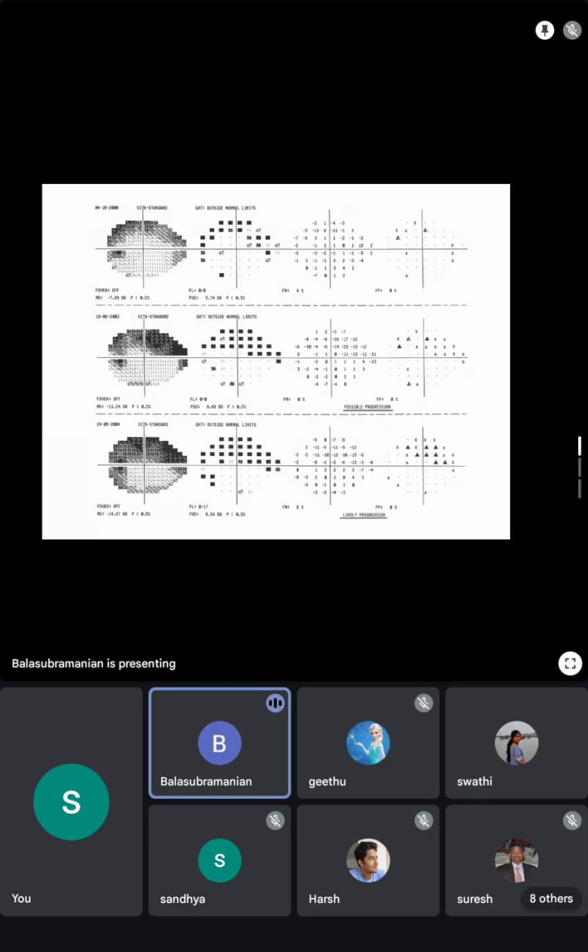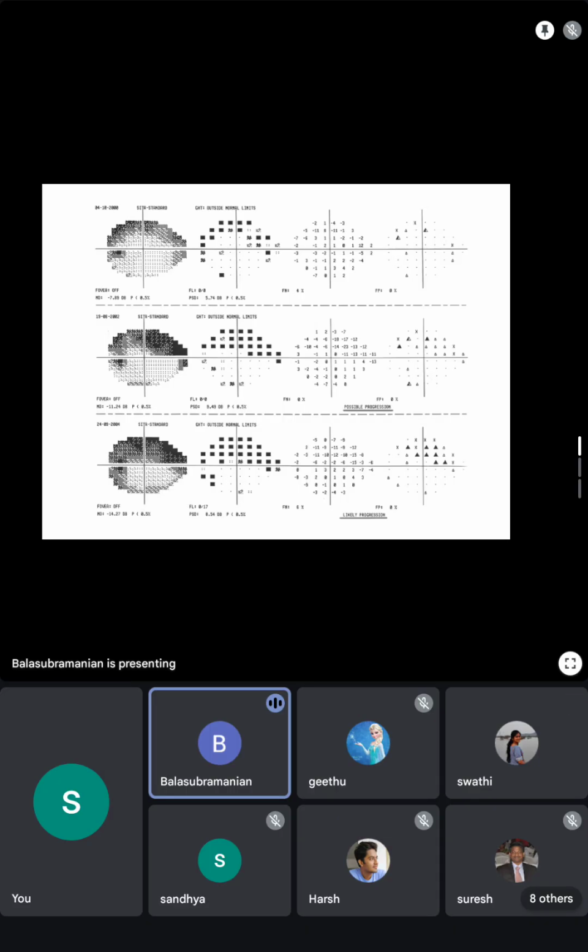But when you look at the pattern standard deviation, the first one is 5.74, the second is 9.49, whereas the third is 8.54. The second and third pattern standard deviations are relatively not varying too much, whereas the mean deviation goes from 11 to 14. Can you see that? Yes, ma'am. So the localized changes are not much significant, but some generalized depression has been there from 2002 to 2004. Maybe the person has cataract or something. That also should be taken into account.